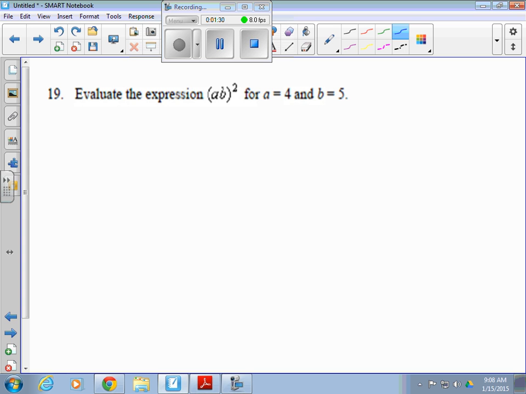19 says to evaluate ab squared when a is 4 and b is 5. So the first thing you want to do is substitute 4 in place of a. It's right next to b, so in place of b, you want to substitute 5. So 4 is right next to 5, which means you're going to multiply those two, since they're in parentheses, before you square it. 4 times 5 gives you the number 20.